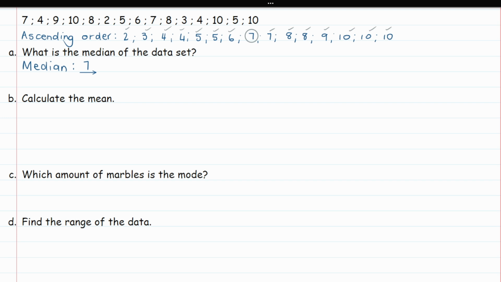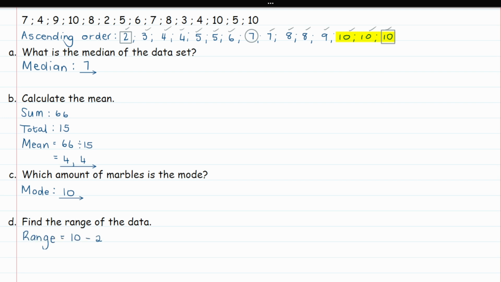B asks us to calculate the mean, and I can do that by finding the sum of my values, which gives me 66. When I count how many values I have, I get 15. So the mean is 66 divided by 15, which gives me 4.4. Which amount of marbles is the mode? We can see that there are 3 results that have 10 as an answer, so our mode is 10. D asks us to find the range of the data, which is simply taking our highest number of 10 and subtracting it by our lowest number, which is 2. And 10 minus 2 gives us 8.